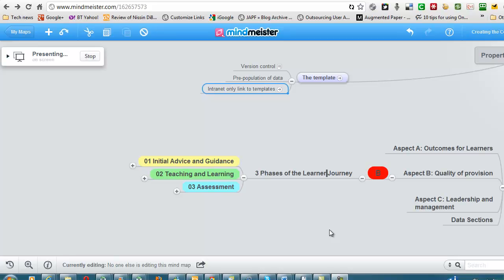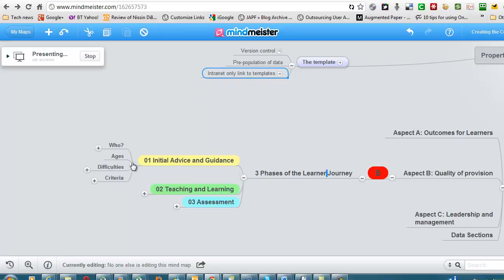We're going to be talking about the quality of provision in terms of three phases: IAG, teaching and learning, and assessment. So let's look first at initial advice and guidance. It'll be very true that initial advice and guidance procedures will change in terms of the context of each course, but I think that you may consider initial advice and guidance in terms of some simple common factors which should be available in all situations.